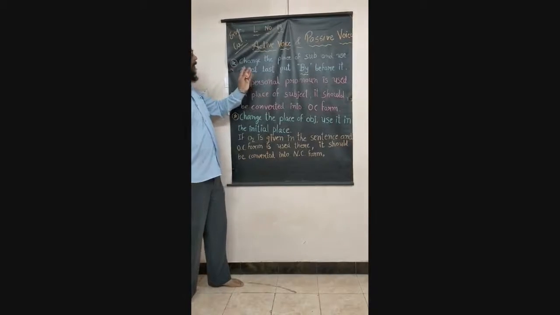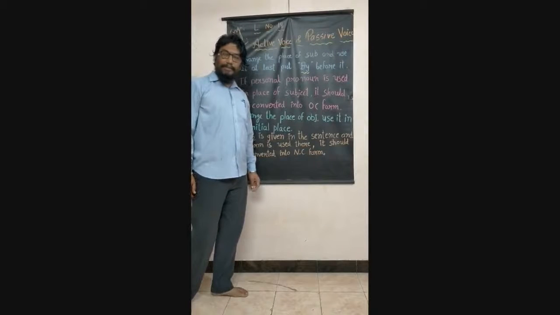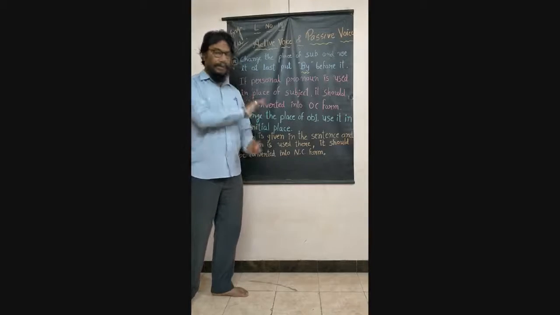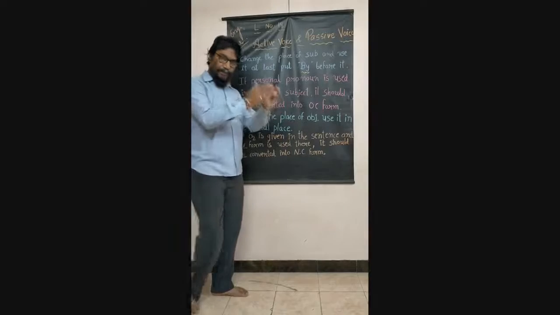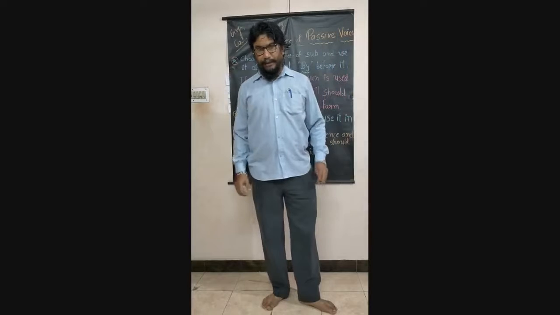Dear students, we'll move ahead with the same topic, active and passive voice. What's there in this topic? Up till now, what we have seen? Simply, we have seen 4 steps. We will change the place of subject to object. We will change the place of object to subject. This much we have already completed.